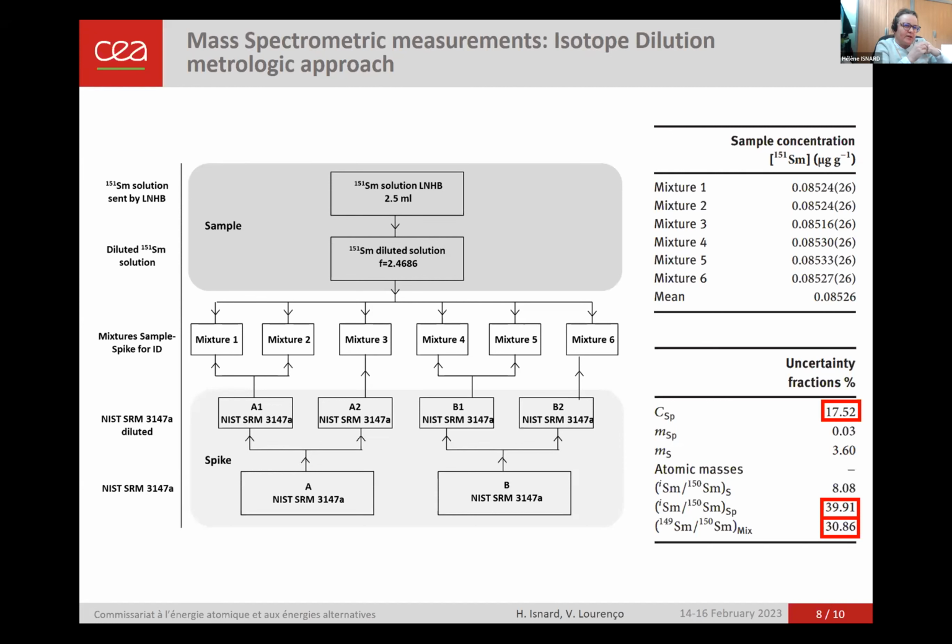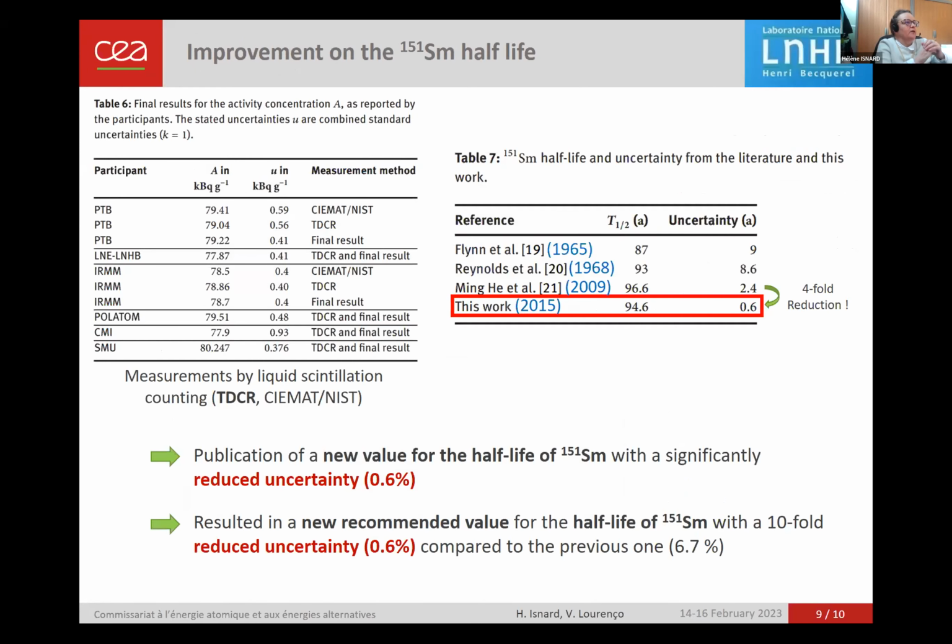We have demonstrated that the main contributions to the uncertainty are related to the concentration and isotope ratio of the spike and to the isotope ratio of the mixture between spike and sample. The mass concentration was only qualified in our laboratory, but for the activity measurements, the solution was sent to different European laboratories, and all of the measurements were performed by liquid scintillation counting.